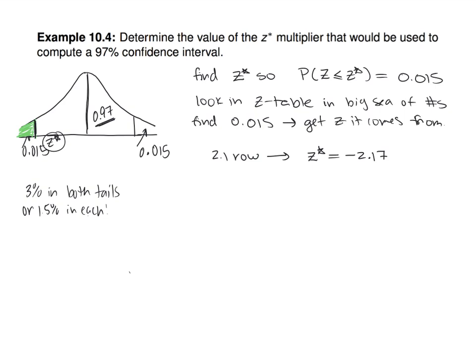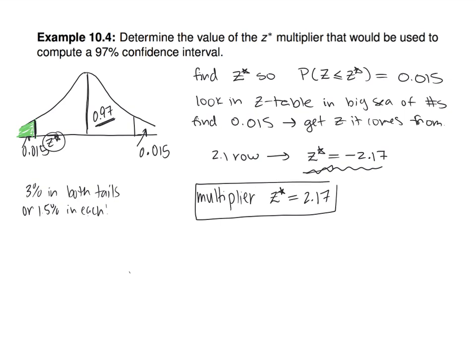When you get to this stage, you're almost done. The multiplier, which I'm going to recall new z star, is just positive 2.17. But that's where those multipliers come from. You're saying, what is this number so that that area is 0.015. And that probably is the trickiest thing on this test.